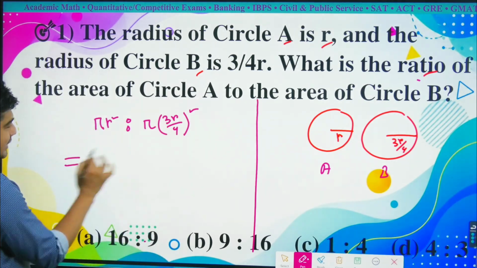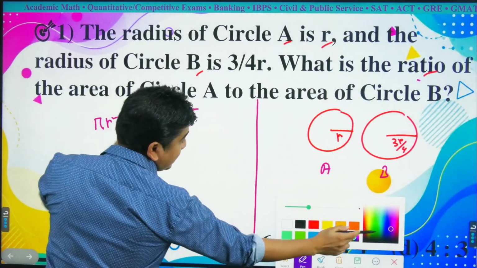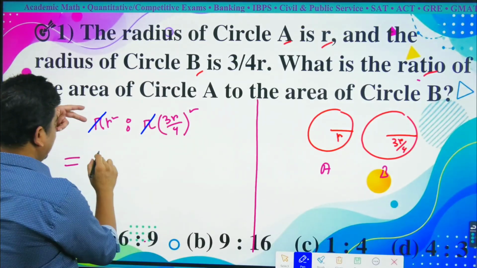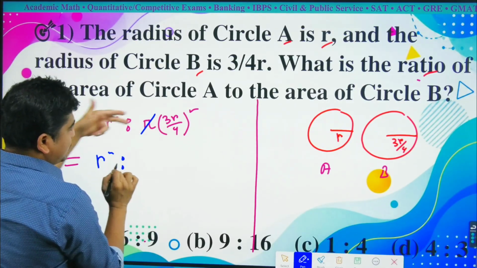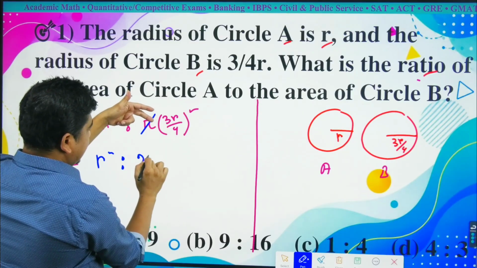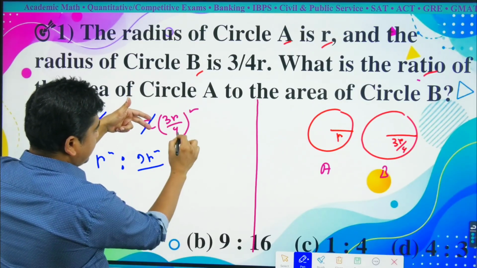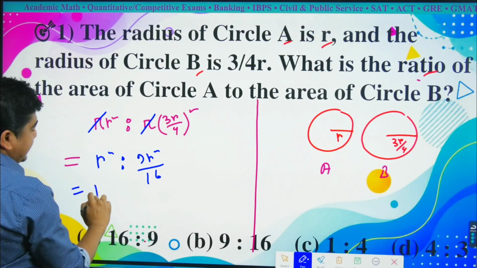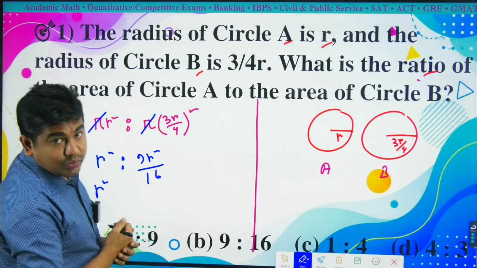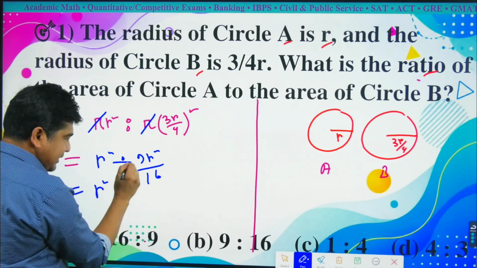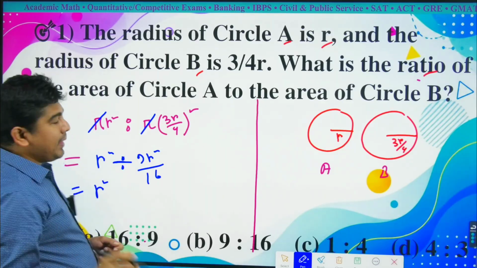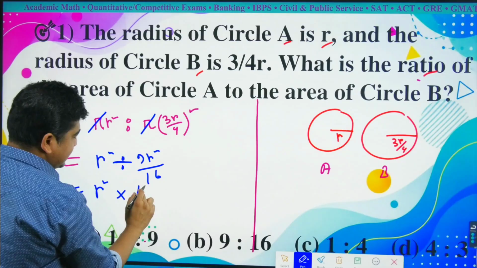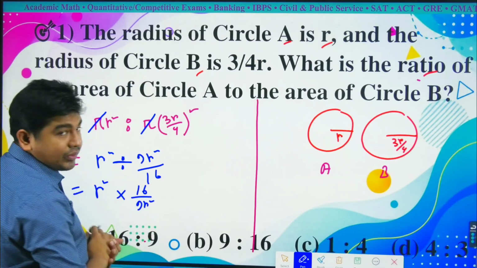Now we can solve this. We can divide pi and pi. Then on the left side we get r square is to 3 square, that means 9, r square, over 4 square, that means 16. So we can write again r square. Is to means divide. If we multiply, this term will be inverted. That means 16 by 9 r square.